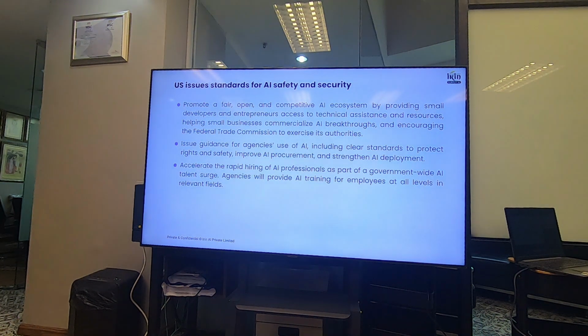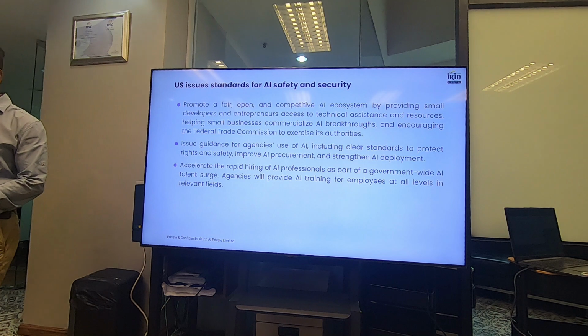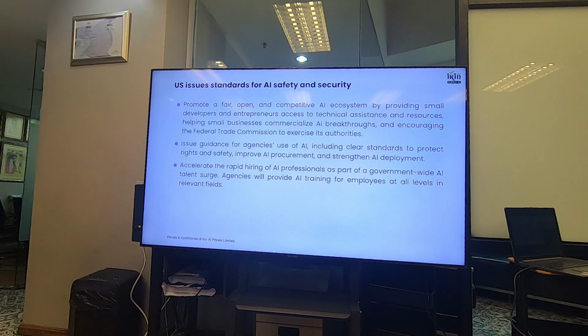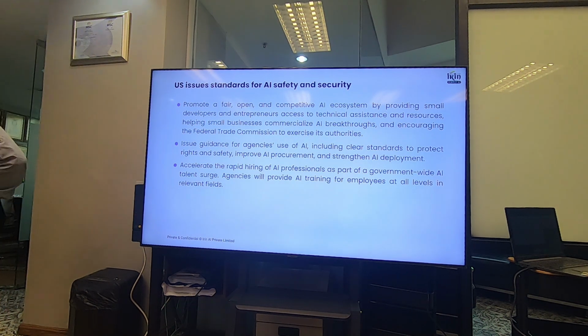Yeah. Promote a fair, open, competitive AI ecosystem, smaller businessmen, agencies, clear standards to protect rights and safety. This is for government agencies. And likewise, in hiring of AI professionals, government should speed up, because it requires a different set of skills. Not all governments might have this, US context, so they are asking human resources departments to also stand up to the challenge.